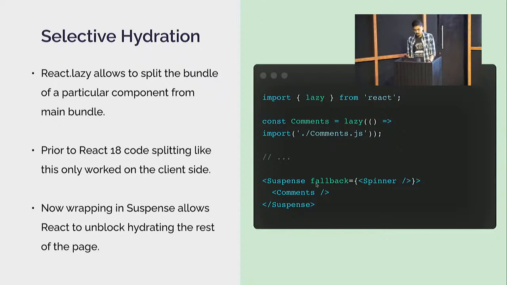But with React 18 and the new suspense architecture, this works. The lazy loading works with server side rendering and with streaming server side rendering as well. And what it allows you to do is, apart from streaming the HTML until the component is ready, it also allows you to disconnect the hydration part. So even if, for example, the comments are very slow to load, you can start hydrating the rest of the app, so the users can start interacting with the rest of the app even when the comments are still being streamed.